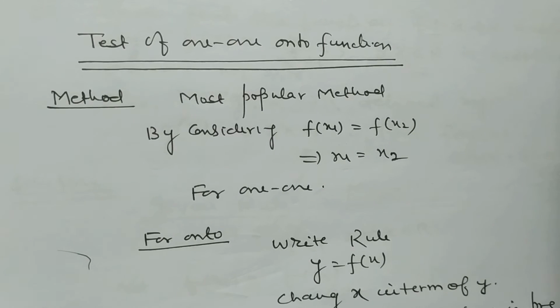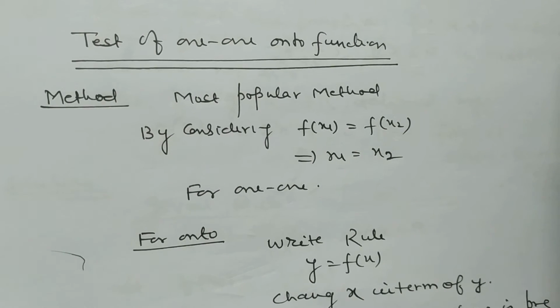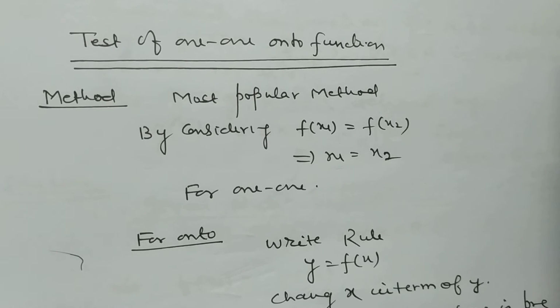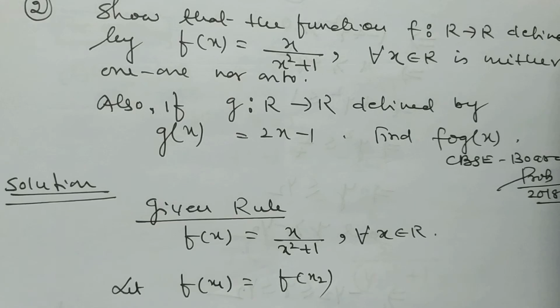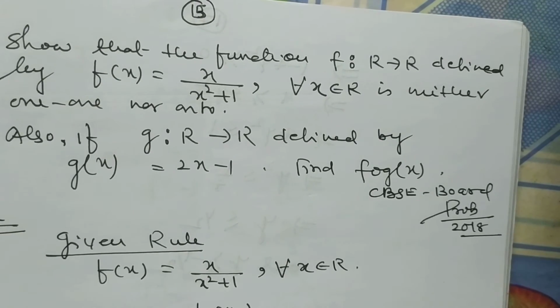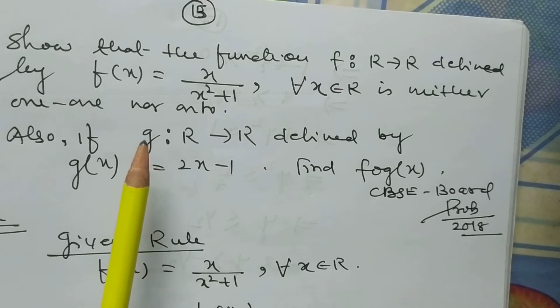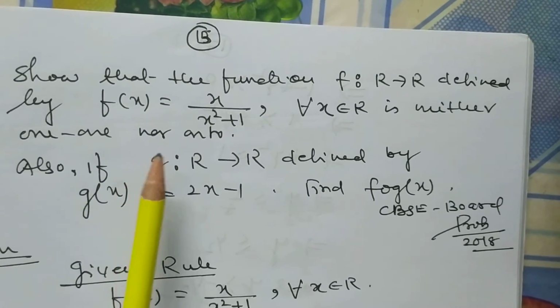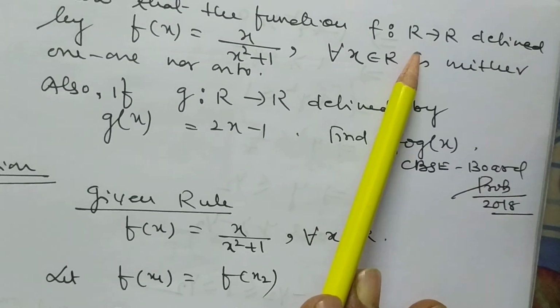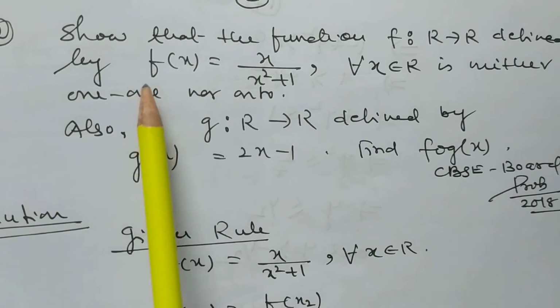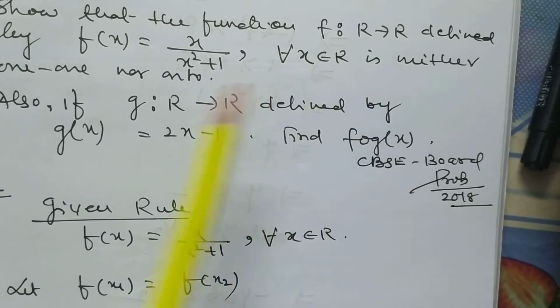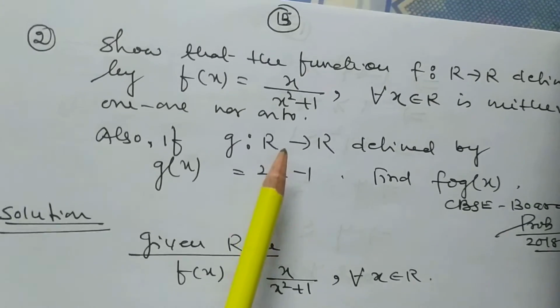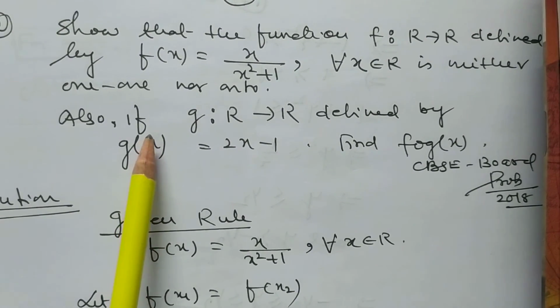I want to solve one more problem which was asked in the board examination 2018, and I will apply a more conceptual method in solving this problem, so that the function f from R to R defined by f(x) = x/(x²+1) for all x belongs to R is neither one-one nor onto. It is very important.